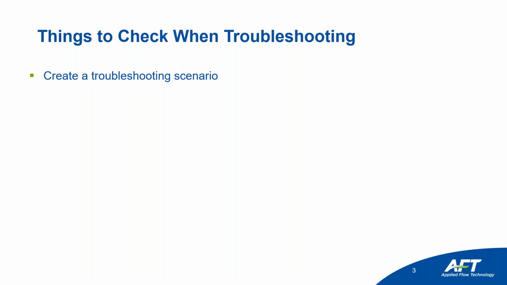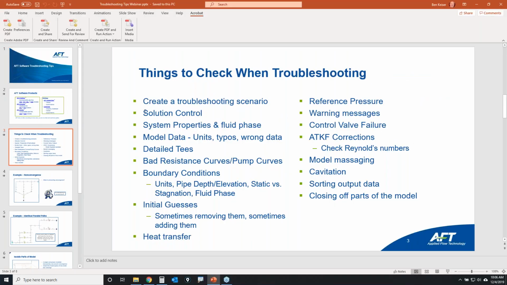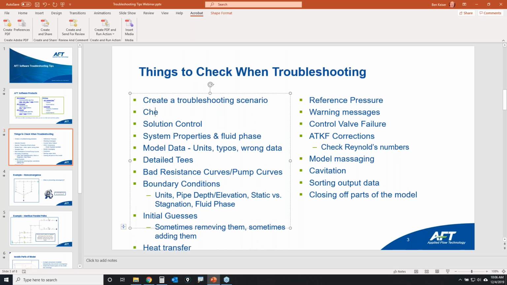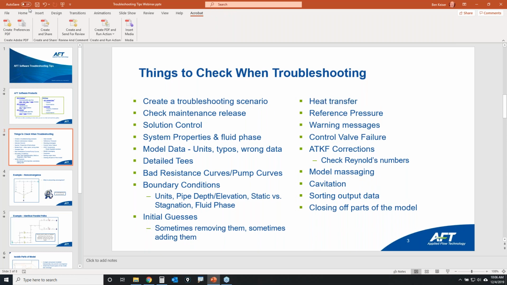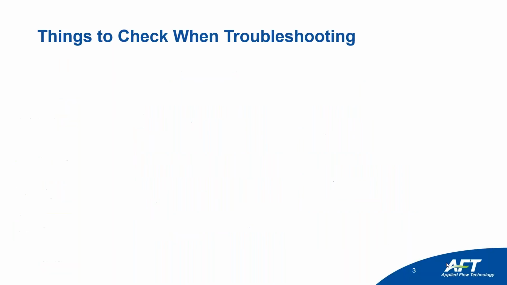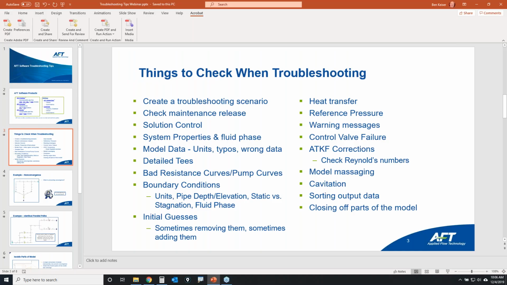Now, there was one thing that I just thought of that I totally forgot to add to this list, and I'm just going to go ahead and put it in there right now. We're going to call it check maintenance release. That's a really important one. I would say 7 or 8 times out of 10, whenever someone has an issue with the software, they're using a really, really old release of the software. And simply updating to the latest maintenance release will typically solve just about any problem that you're having.